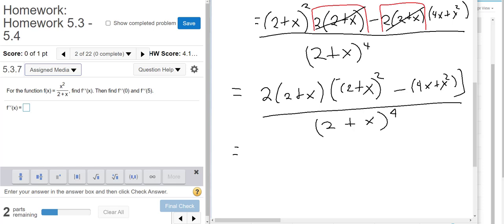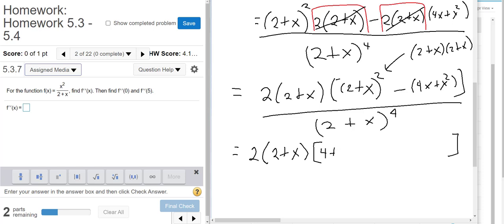So let's see, I'm going to leave my 2 and my 2 plus x. I'm going to reduce it with the denominator eventually. I'm going to focus on what's in here. This means 2 plus x times 2 plus x. So that's going to give me 4 plus 4x plus x squared.